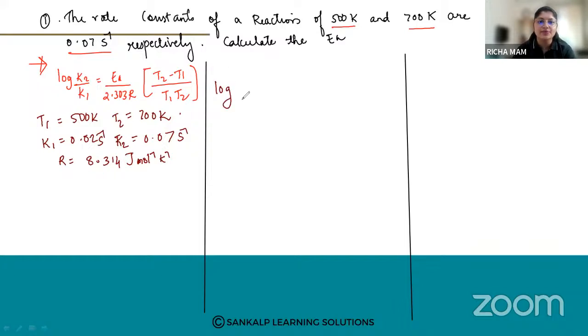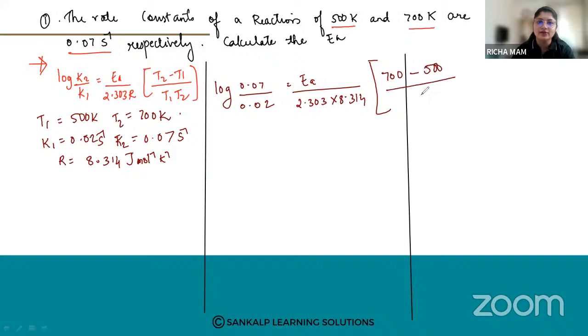So log of K2 by K1, that is 0.07 by 0.02, is equal to EA divided by 2.303 into 8.314, then T2 minus T1, 700 minus 500, and 700 into 500. Get the answer. Just check how much answer you have got.